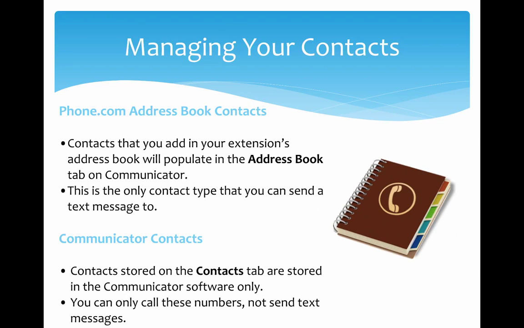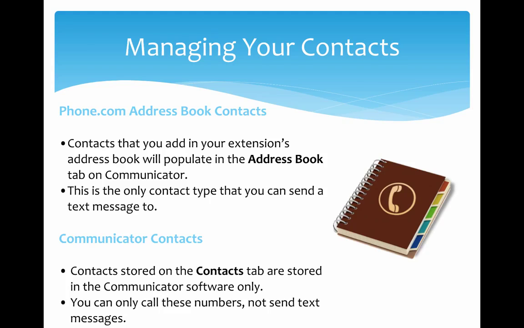Alright, so moving on over to managing your contacts. There's two types of contacts on Communicator. There's the phone.com address book contacts and then internal Communicator contacts. Just to differentiate them, the phone.com address book is from contacts that you add in your extension's address book, and these are going to automatically populate within the address book tab on Communicator. And to clarify, this is the only contact type that you can send a text message to.